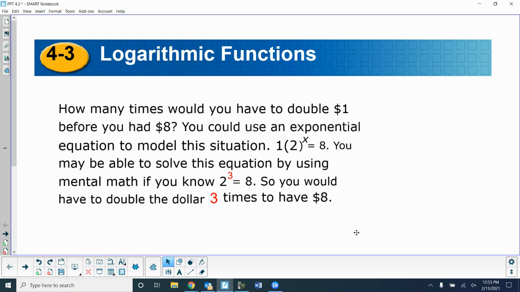Again, it's an exponential equation because the variable is where our exponent goes. You may be able to solve this equation by using mental math if you know 2 to the third equals 8. So you would have to double the dollar 3 times to have $8. All right? Got $1, double it, $2, double it, $4, double it a third time, $8, right?